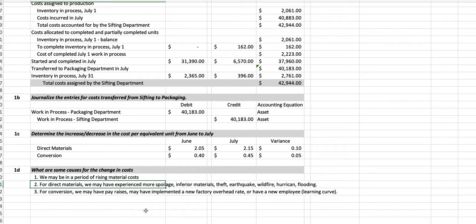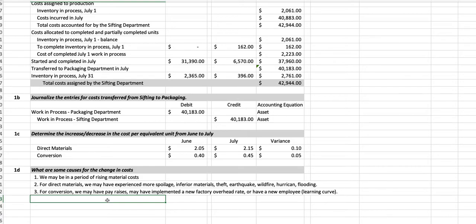For direct materials, we may have spoilage or inferior materials. We may have some theft, earthquake, wildfire, hurricane, flooding. There are so many things, again, that are inside or outside of our span of control. With spoilage, inferior materials, or theft, it's completely within our control. So we want to be able to identify those items and take action on them immediately.